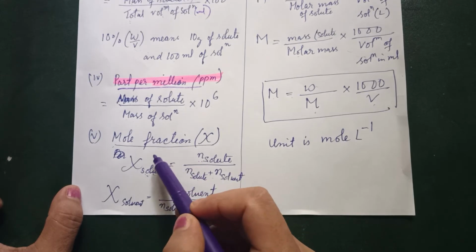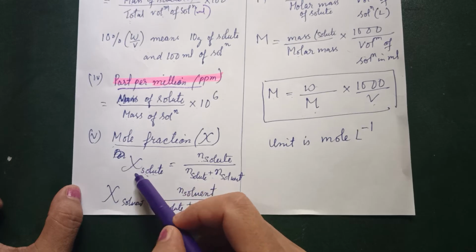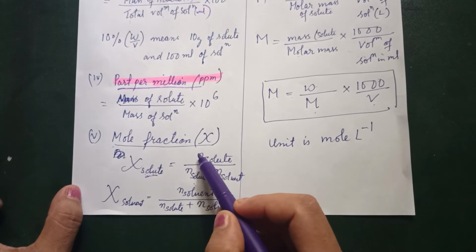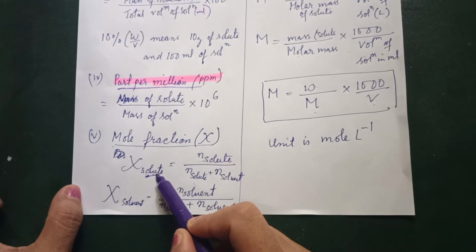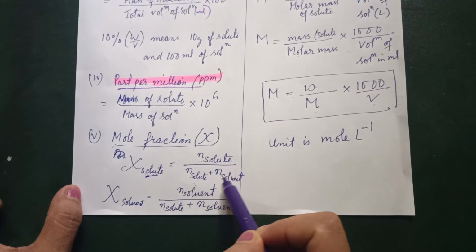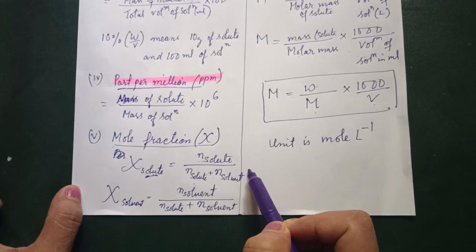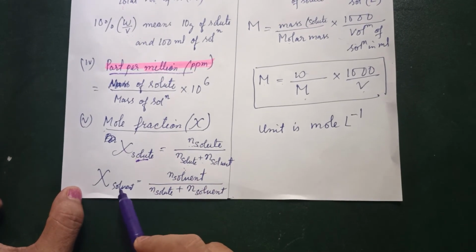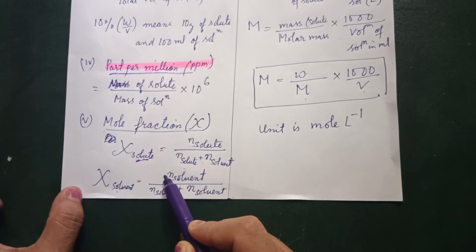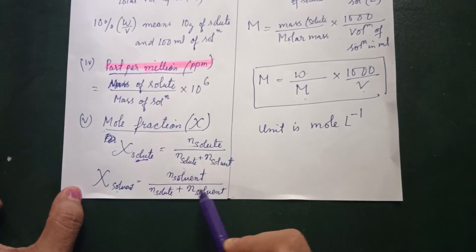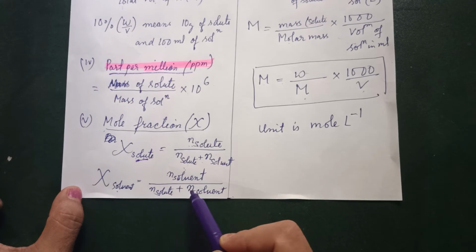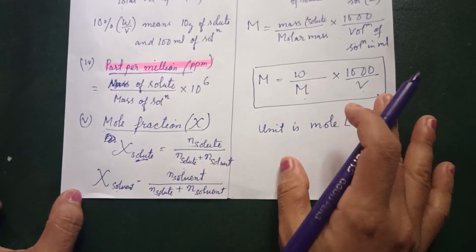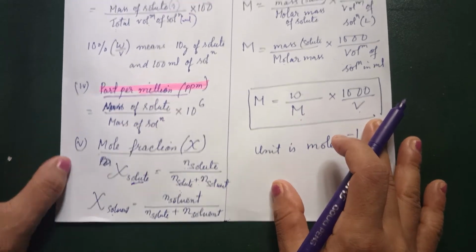So if I want to find the mole fraction for each component, above will always be the ratio of moles. Mole fraction of the solute is moles of the solute by total moles, that means solute plus solvent. Again, mole fraction of the solvent is moles of the solvent by total moles, that is moles of the solute plus moles of the solvent. So these are the concentration terms.